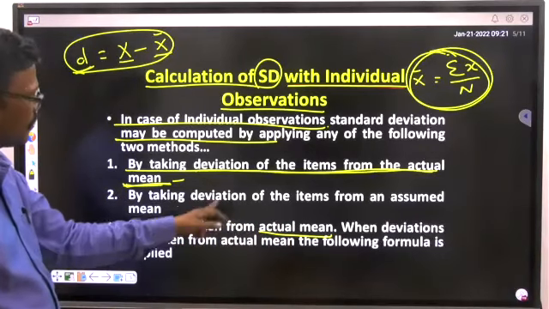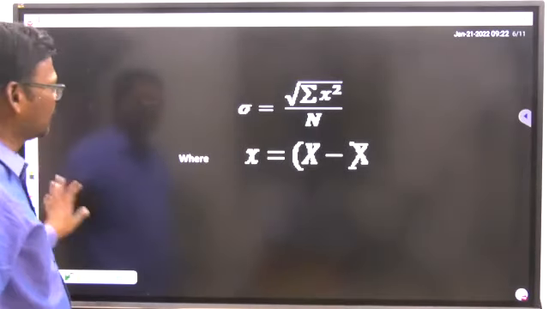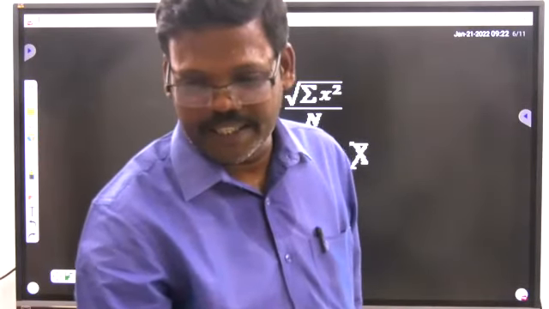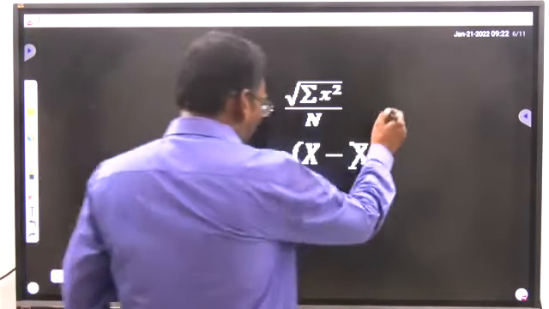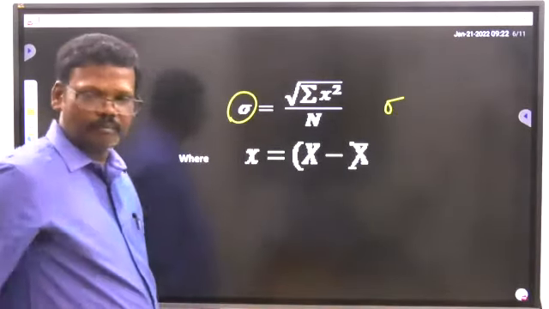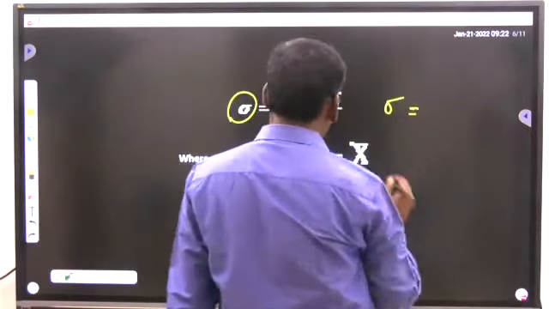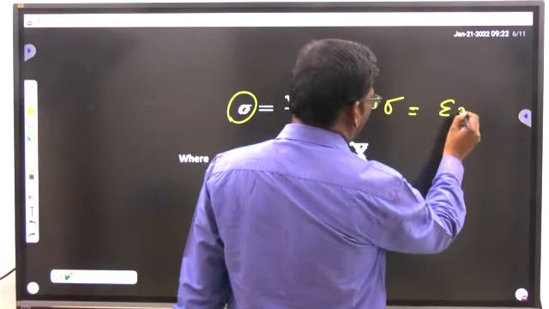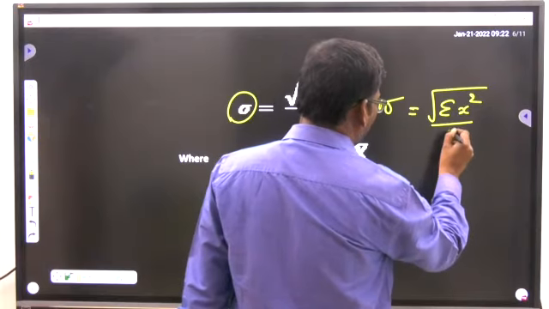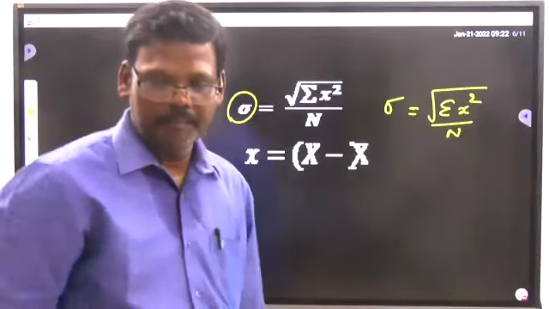When the deviations are taken from the actual mean, the following formula is used. Sigma, which is the standard deviation, is equal to the square root of sigma x square divided by n.